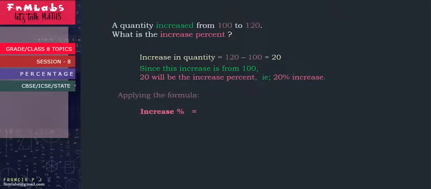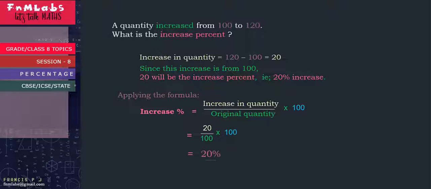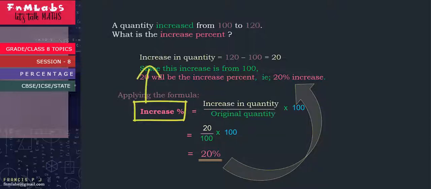Now let us try applying the formula. Increase percentage equal to increase in quantity by original quantity times 100, which is equal to 20 by 100 times 100, which is 20%. So hence, remember always, if the original quantity is 100, then the change percentage will be the same as the change in quantity.